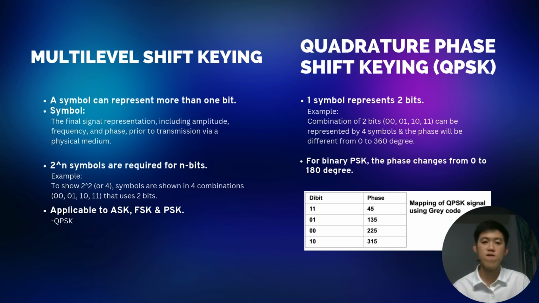And for quadrature phase shift keying, which is QPSK as mentioned earlier, just one symbol represents 2 bits. For example, the combination of 2 bits, which is 00, 01, 10, 11, can be represented by 4 symbols, and the phase will be different from 0 to 360 degrees. And take note that for binary PSK, the phase changes from 0 to 180 degrees. So this table shows the mapping of QPSK using gray code.